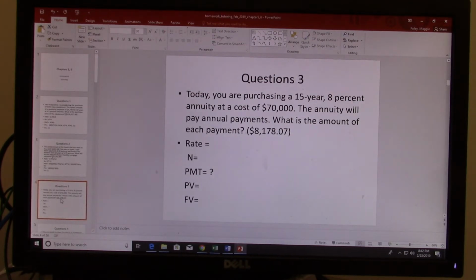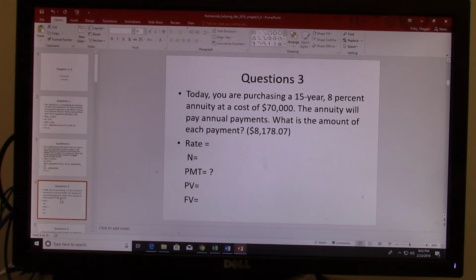So let's move on to the next one. Question number 3. So far, you have some experience. There are 5 inputs. Read the question, figure out what the question is asking about, and figure out the rest. And that's all. So let's try this one.